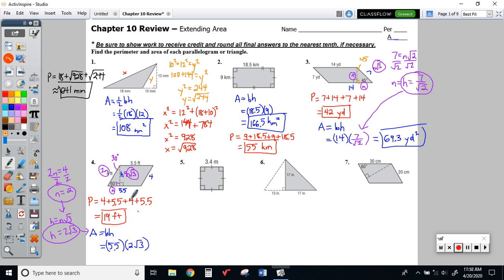And it looks like we got 19.1 on that if you round that off to the nearest tenth. So approximately 19.1 feet squared for that area.